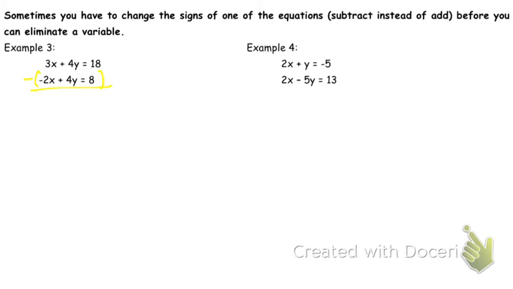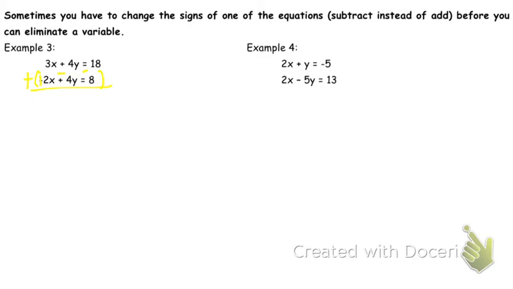So I'm just going to put this minus out here, and then I'm going to say, okay, now, subtracting is the same thing as adding what? A negative. So if I change this to adding, I just have to change every single sign that follows. So what's the opposite of negative 2x? Positive 2x. What's the opposite of 4y? Negative 4y. What's the opposite of positive 8? Negative 8.